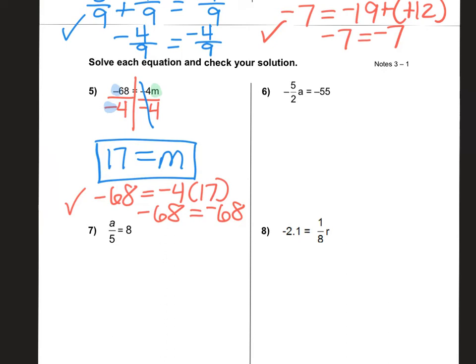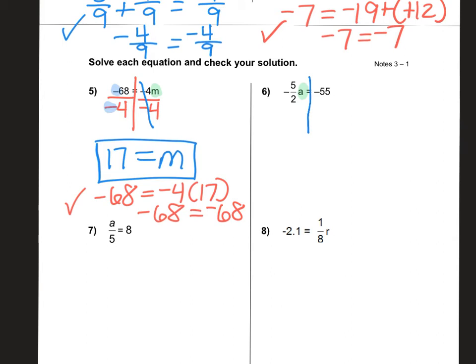All right, so the next one is a little bit different. Again, we have a fraction in front of that variable. So it is still being multiplied. One way would be to divide both sides by -5/2. If you're doing that in a calculator, that's totally fine. You could do -55 divided by -5/2.